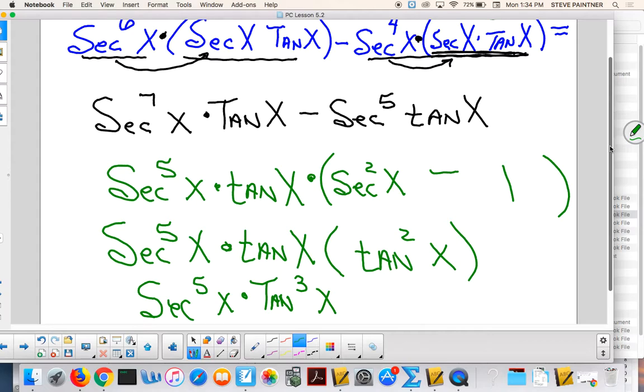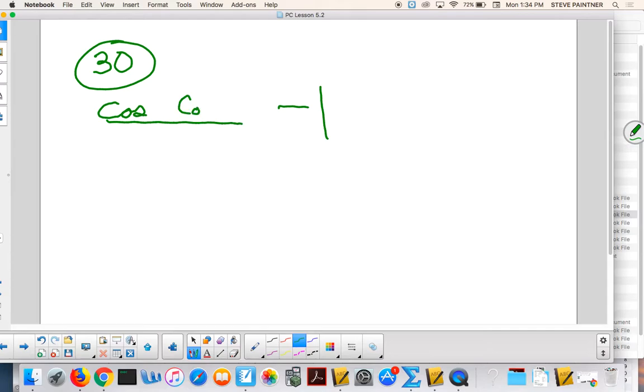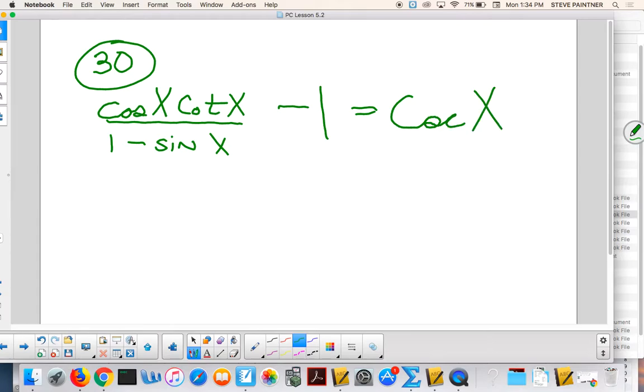Okay, all right, so one person, and only one person, read it to me. Number 30, cosine times cotangent over 1 minus sine, minus 1 equals cosecant. Okay. Good. More difficult side is which side? Left side. Okay.